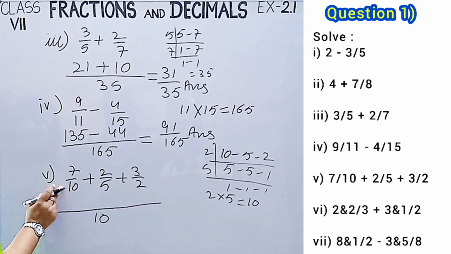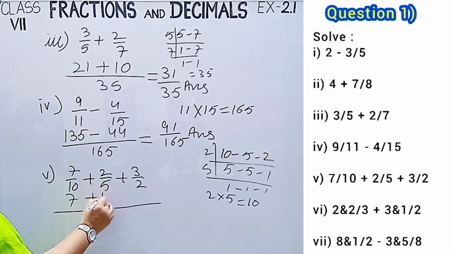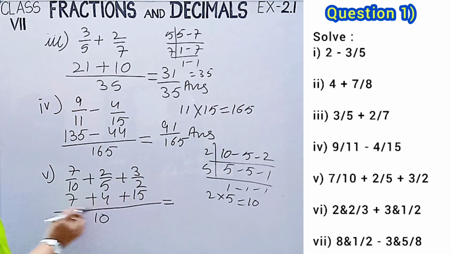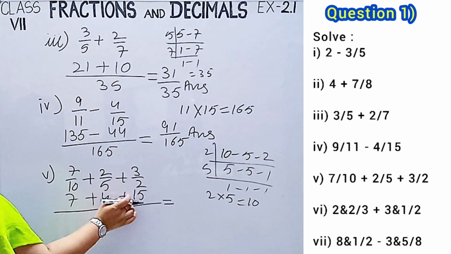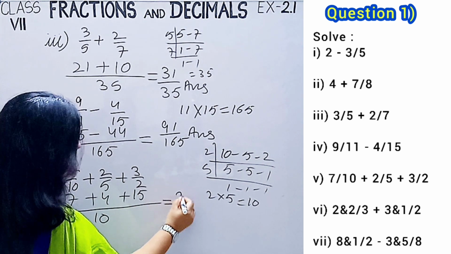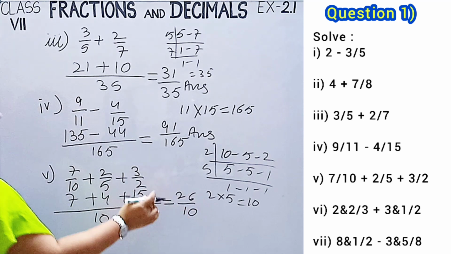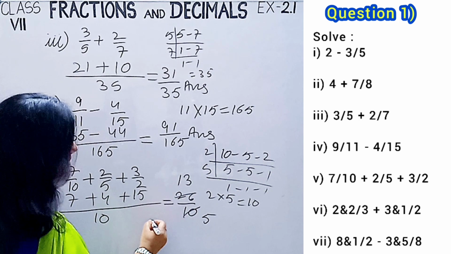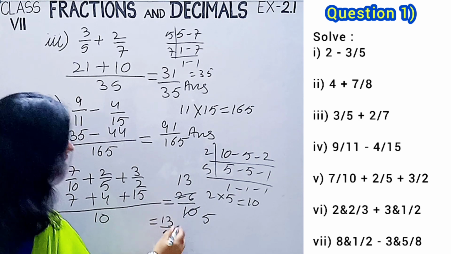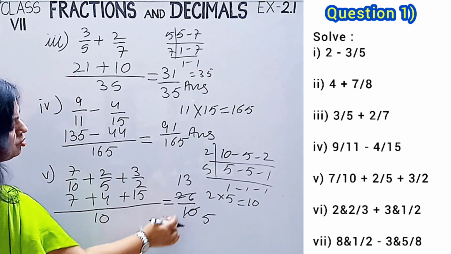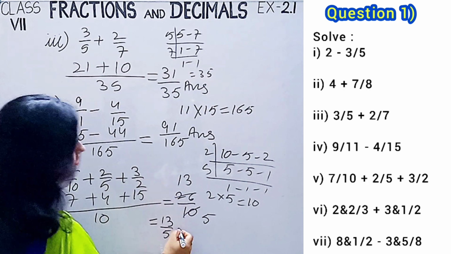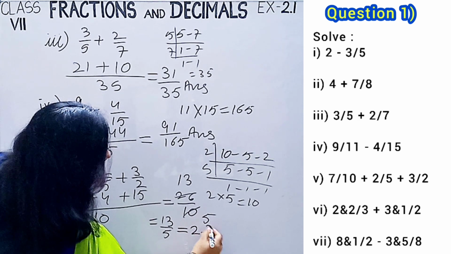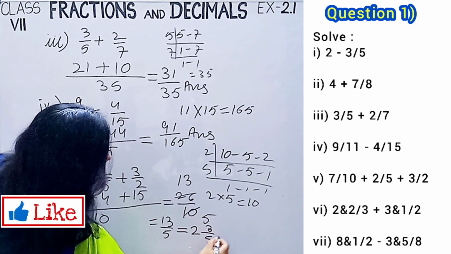Same rule. 7, 5 2s are 10, 2 2s are 4, 2 5s are 10, 5 3s are 15. We have to add 7, 4, 11, 11 and 15, 26 upon 10. Now reducing to the smallest form, 2 5s are 10, 2 1s are 2, 2 3s are 6. So 13 upon 5. Now 13 upon 5 is an improper fraction because the numerator is greater than the denominator. So we will solve it as a mixed fraction. 5 2s are 10 and 3 is the remainder, 5. Answer.